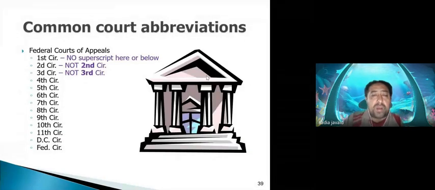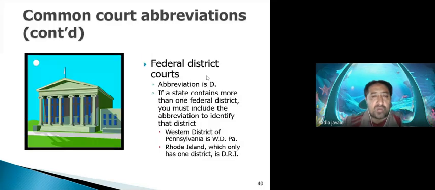Common court abbreviations are written here. Federal Courts of Appeals: 1st Cir., no superscript here or below. Note 2nd Cir., note 3rd Cir. So it's a complete technical documentation. Bluebook, research, article writing, it's not a simple thing. It's very technical, just like your ISO standards.